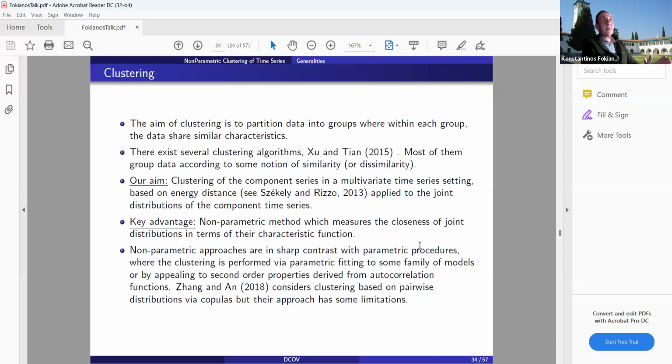The non-parametric methods measure the closeness of joint distribution in terms of their characteristic function. That's the good thing, as we showed before. And at least you have fewer assumptions to make in the non-parametric approach as compared with parametric procedures. So usually what people have done, they do some parametric fitting, or they appeal to second order properties. This is also non-parametric, but they also only appeal to second order properties like the autocorrelation function. The closest work to ours is Zhang and Dan, who consider clustering based on pairwise distribution by copulas. But there are some limitations.